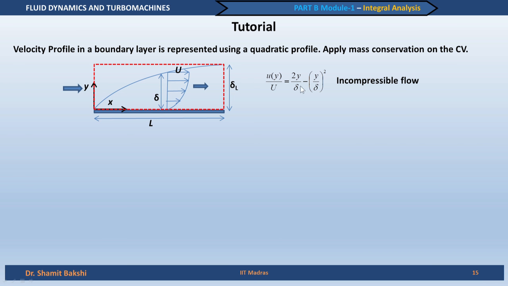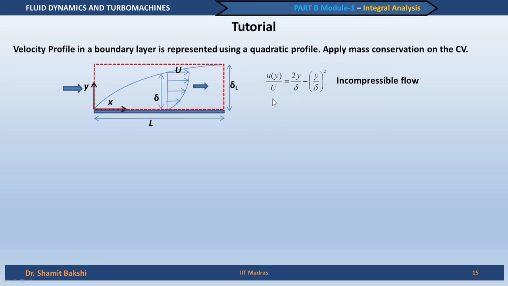At y equal to delta, small u is equal to capital U, that condition is also met, and if you take a derivative, you will find that du by dy will also come out to be 0 at y equal to delta. Of course, that is just for our check, but it is not the actual problem which we are trying to do here.